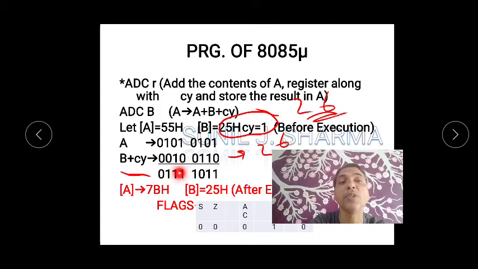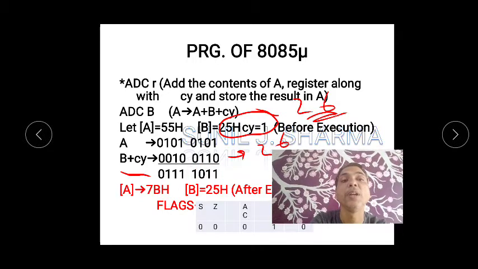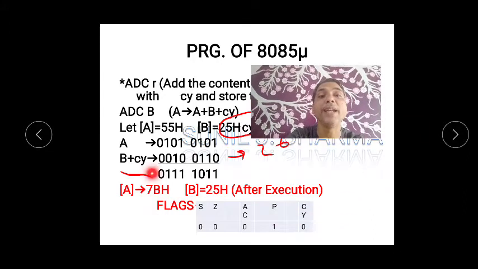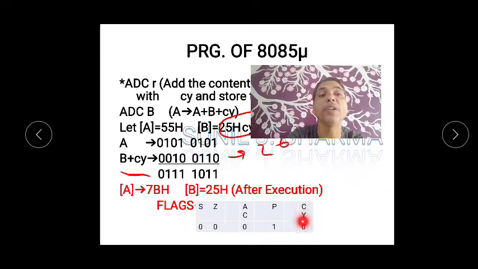Now 1 plus 0 is 1, 0 plus 1 is 1, 1 plus 0 is 1, 0 plus 0 is 0. So can you see we got the answer as 7B, and the contents of the B register will be the same, and there is no carry generated, so carry will be updated to 0 here.